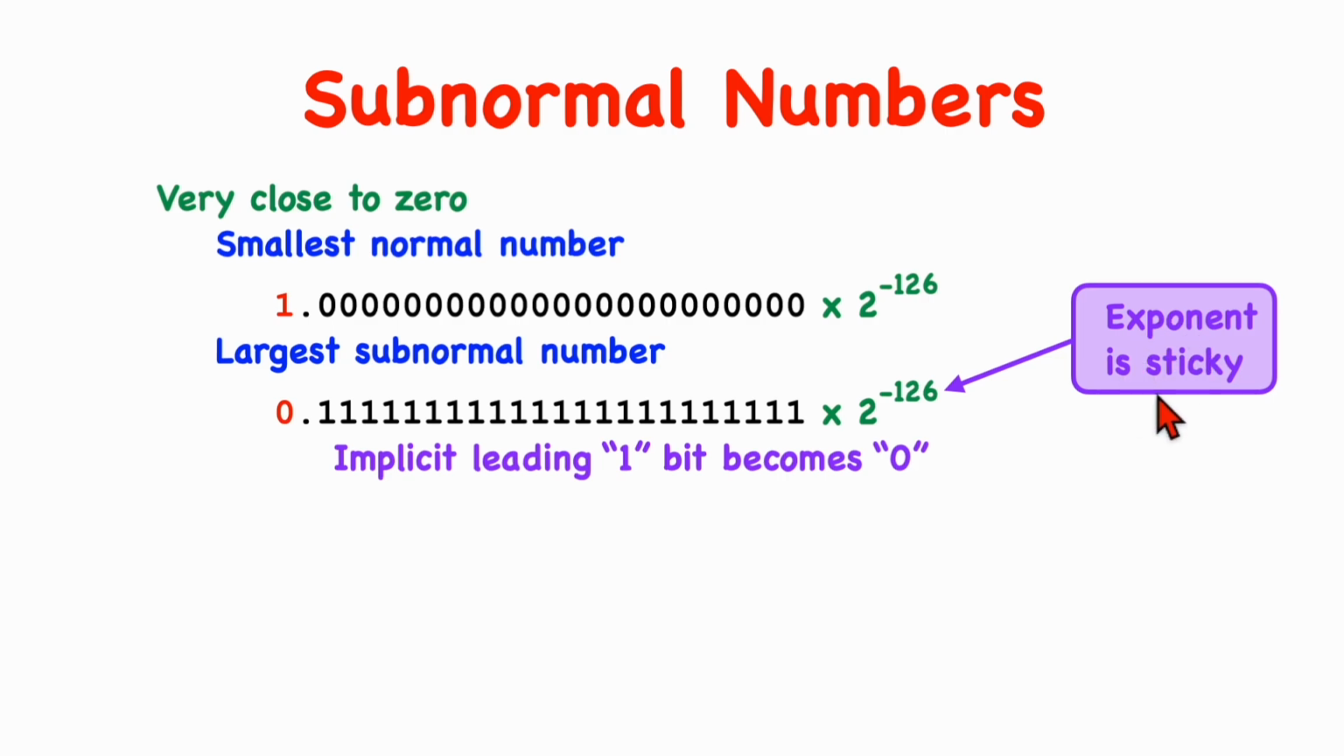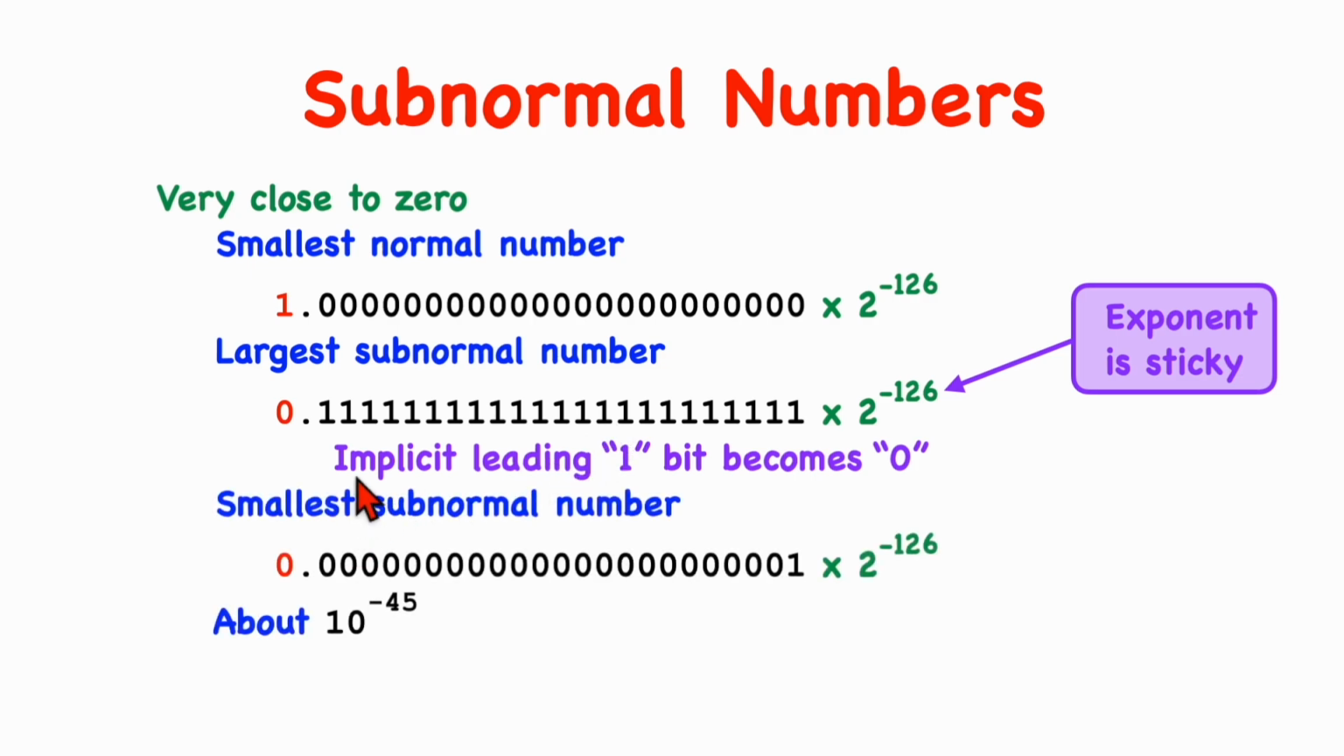So we can say the exponent is sticky, and it sticks at the smallest possible value. And with this particular subnormal number, we've got a mantissa of all ones. So you can see it's just slightly smaller than the smallest normal number. And if we keep going down closer to 0, we have a mantissa of all zeros except for a 1 in the least significant bit position. And that number corresponds to about 10 to the minus 45. And if we change that bit to a 0 and our mantissa is all zeros, then we have a 0 value.